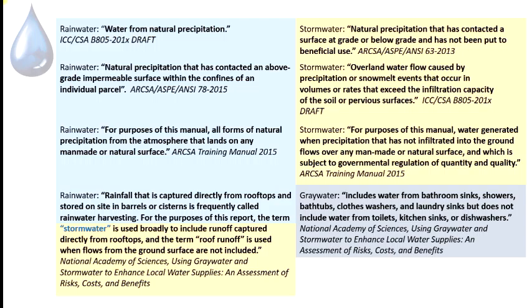There's also confusion with grey water. Rainwater is not grey water. In some jurisdictions, rainwater is stormwater. Other jurisdictions, stormwater is rainwater. So we have to work on those definitions, and that's one of the processes that's underway too.